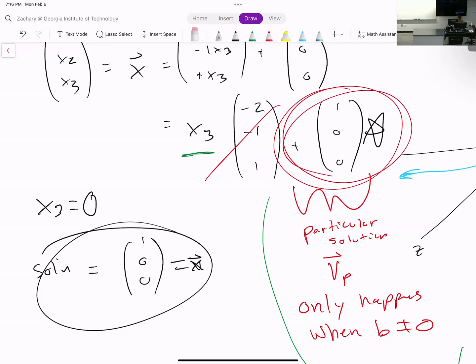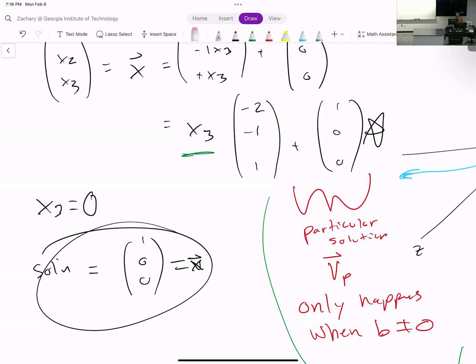So we can pick x3 to be whatever we want. It's a free variable, right? So let's pick it to be the easiest thing we can think of, which is the number 0. When we pick it to be 0, we have 0 times the vector -2, -1, 1, plus the vector 1, 1, 0. Then we have -2 times 0 plus 1, -1 times 0 plus 0, and 1 times 0 plus 0, and that just gets us this vector here, because this one is multiplied by 0.